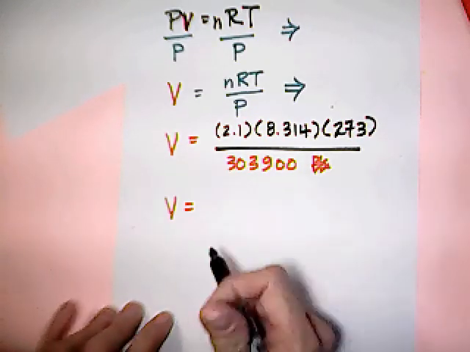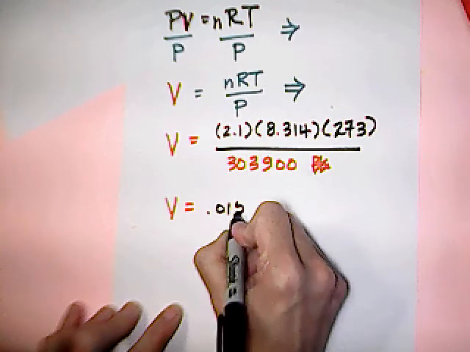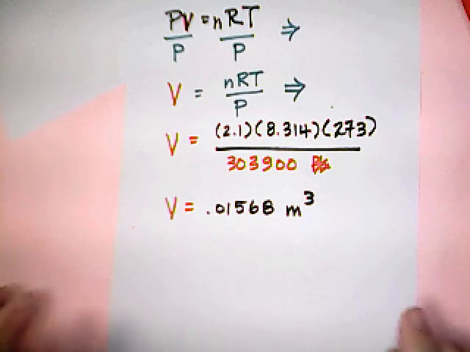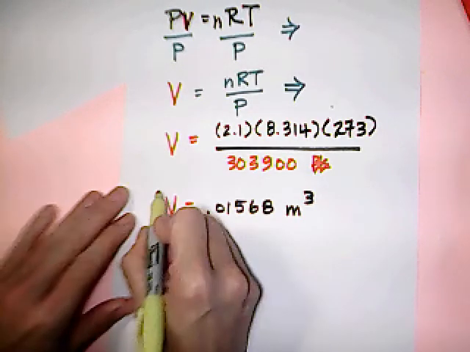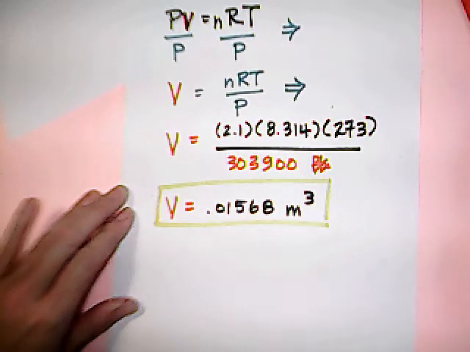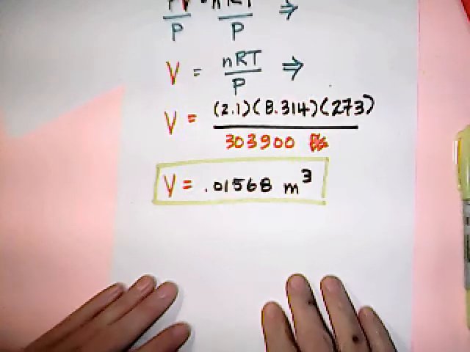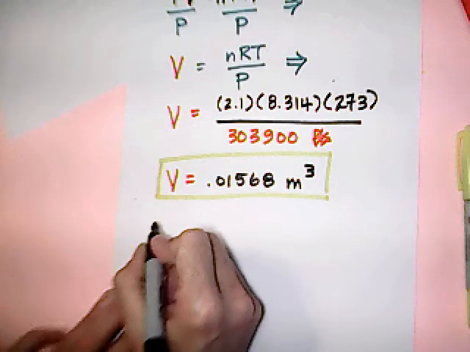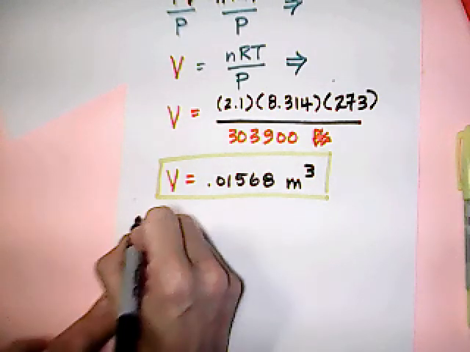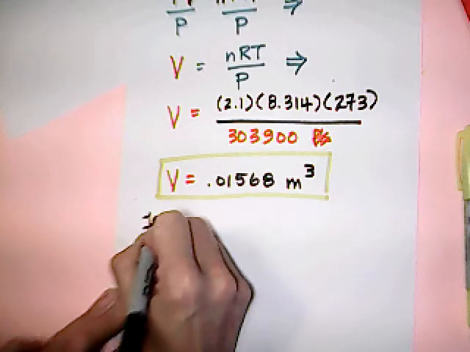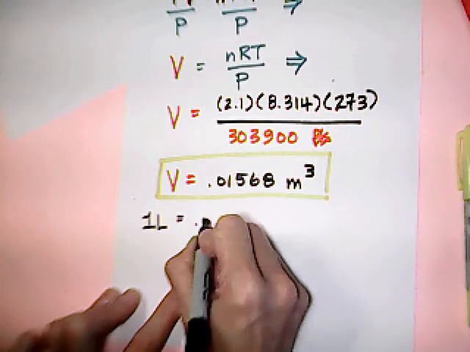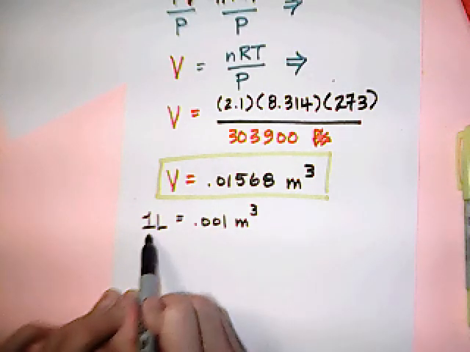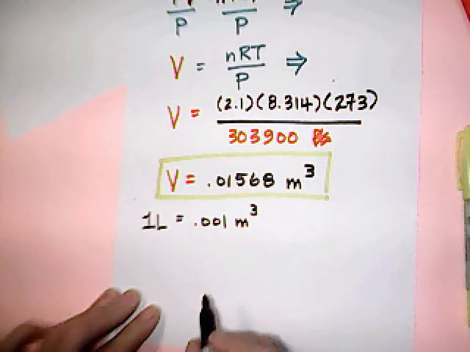Okay, so the answer should be 0.01568 meters cubed. That's not very convenient for us because the question wants the answer in liters. So, next step. You will take this and convert to liters. You can either go to Google and look it up, or you can say 1 liter is equal to 0.001 meter cubed. That's a fact. That doesn't change, that's just actually true.